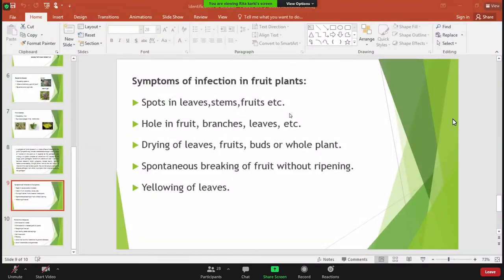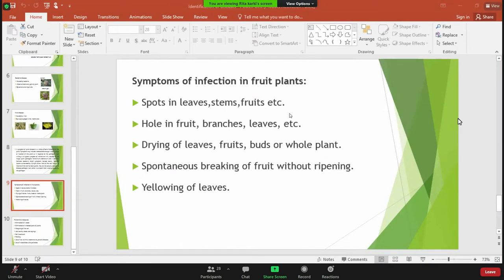Not only that, even the roots and parts of the plant will start to dry, and if not treated in time, then the whole plant will die because of this particular type of infection. Similarly, yellowing of the leaf is also one of the very common signs of infection that can be seen in a larger number of fruit plants.